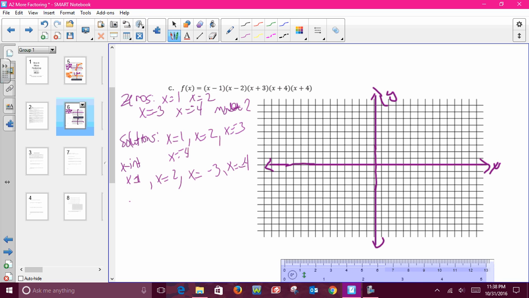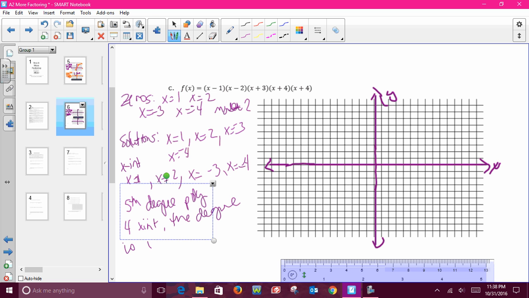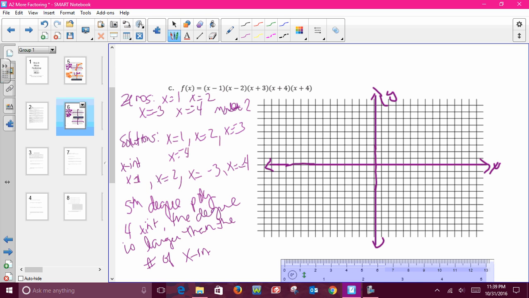And then that would make this a 5th degree polynomial. And there are 4 x-intercepts. So the degree is larger than the number of x-intercepts.